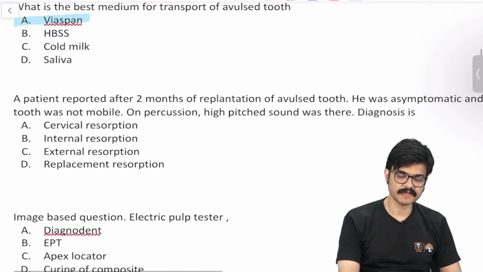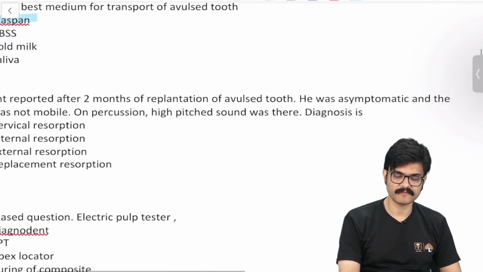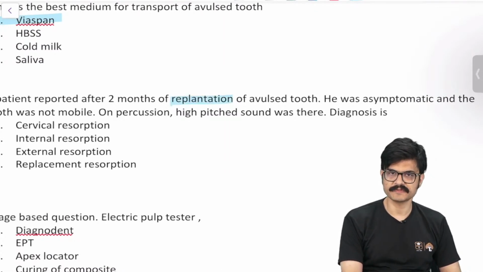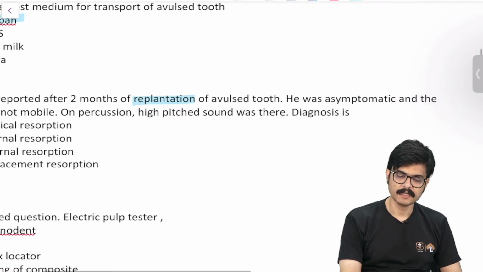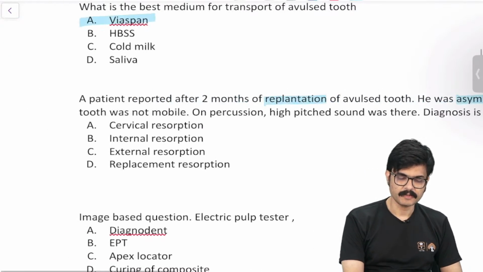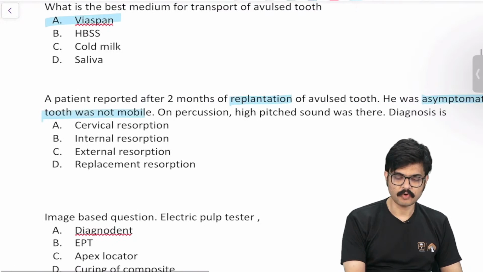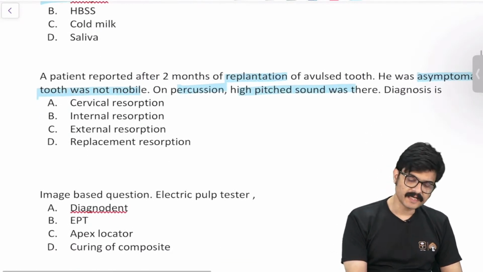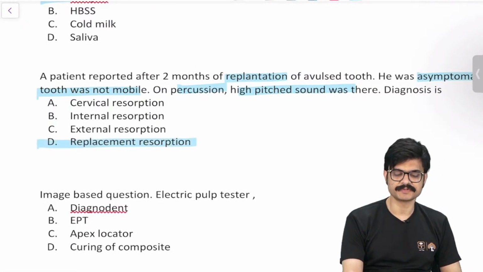A patient reported 2 months after replantation of an avulsed tooth. So replantation is clearly given. The tooth was avulsed and reimplanted, right? He was asymptomatic, okay. The tooth was not mobile, fine. On percussion, a high-pitched sound was there. What is the diagnosis? The answer is replacement resorption, guys.